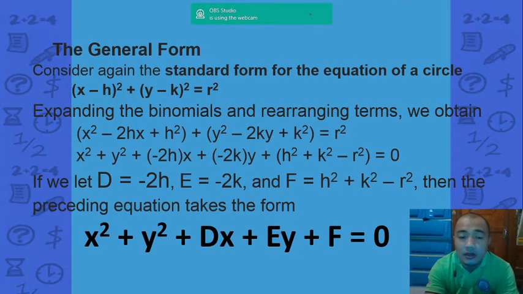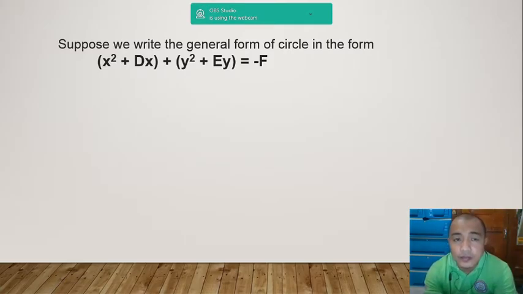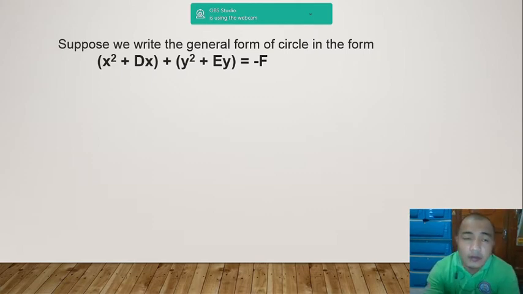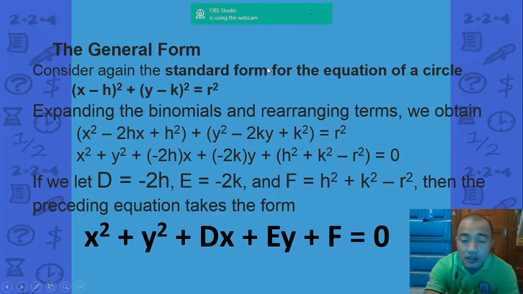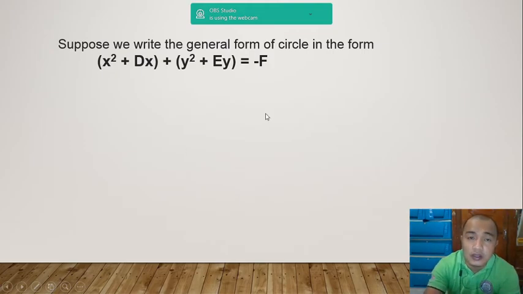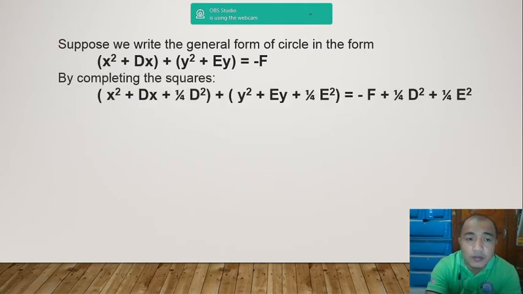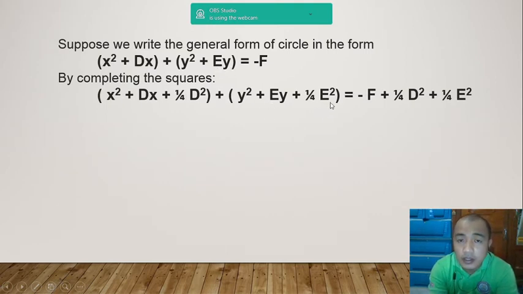Now, using the general form, let us now write the general form of the circle in the form x squared plus dx plus y squared plus ey equals negative f. Okay, transpose lang natin yung f. So naging negative f. Then, by completing the square, x squared plus dx, meaning divide d by 2, then square. D over 2 squared is 1/4 d squared. Same is true with e, divide by 2, square mo is 1/4 e squared. So whatever you added to the left side, you add to the right side of the equation.